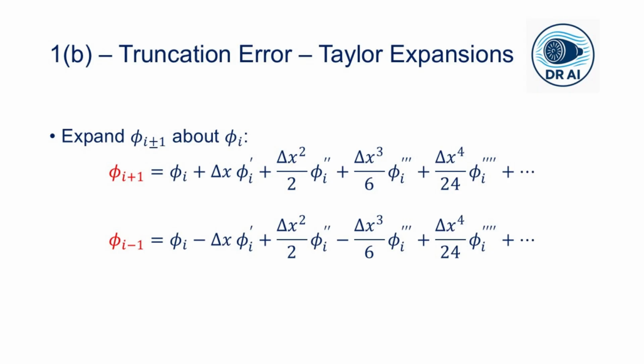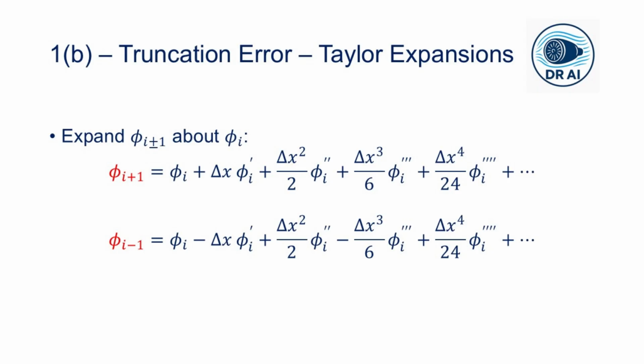We will be expanding phi at I plus 1 and I minus 1 in a Taylor series about point I. The Taylor series is an infinite sum of the derivatives multiplied by powers of delta x. I will write them out explicitly, as displayed on this slide: phi I plus 1 and phi I minus 1 are expanded using the Taylor series expansion approach. These are represented by equations 2 and 3 respectively.